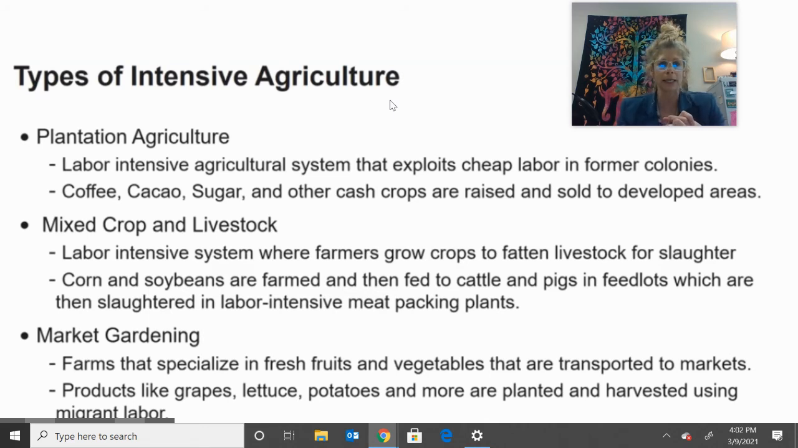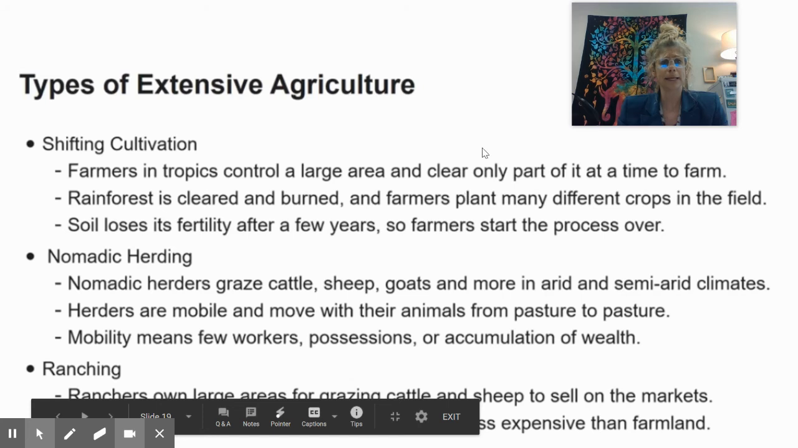Okay, and then market gardening, these are farms that specialize in specific fruits and vegetables, and a lot of times they're transported to like farmers markets. Some examples of this would include like lettuce, potatoes, even grapes, and a lot of these are harvested by migrant workers from other countries coming in to work. All right, that is intensive.